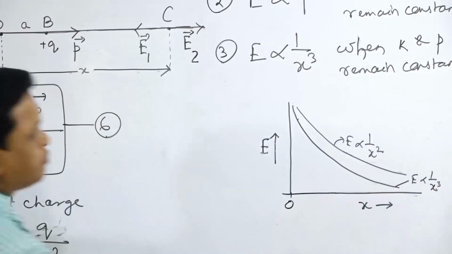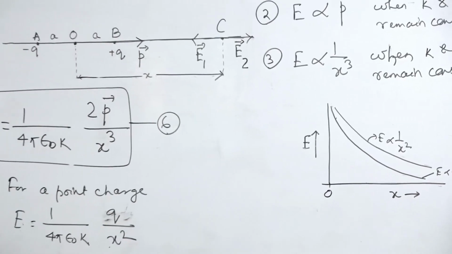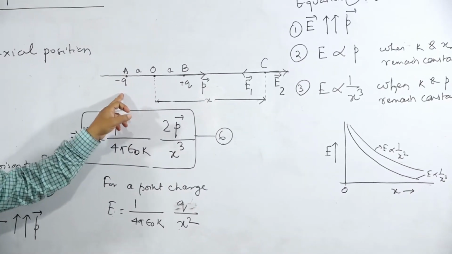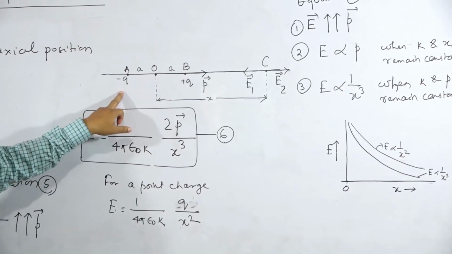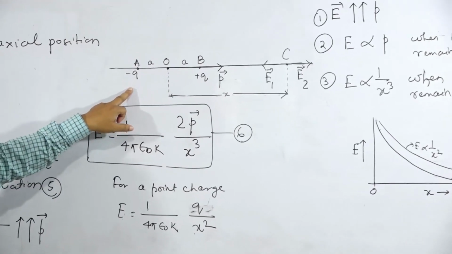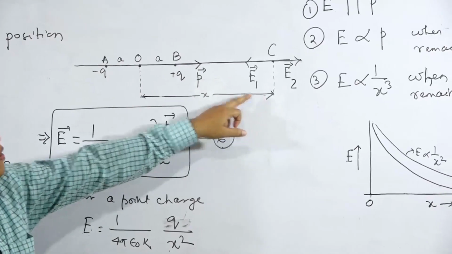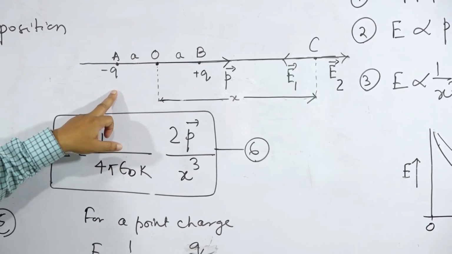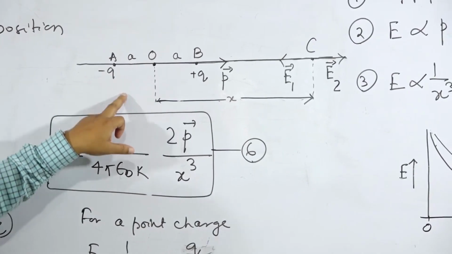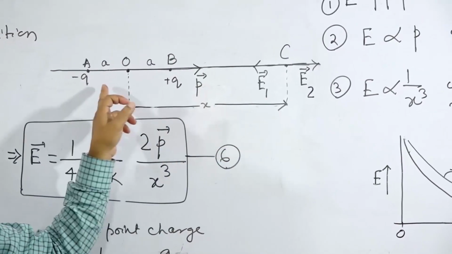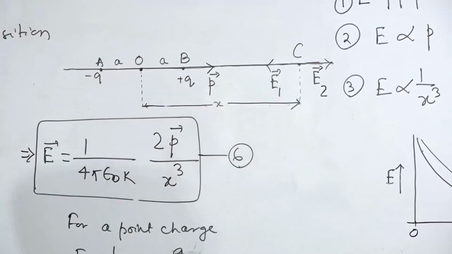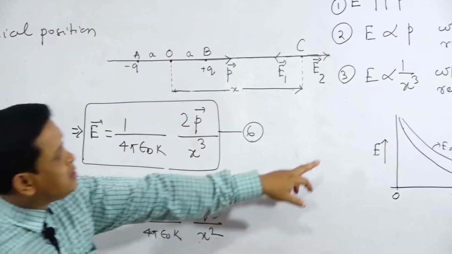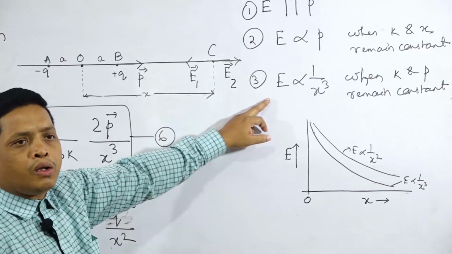x cube. So you will get a long question here like this: derive an expression for resultant electric field intensity at an axial position of an electric dipole, and discuss the situation when the axial position is far away from the dipole. So you have to discuss up to here along with this graph. Clear?